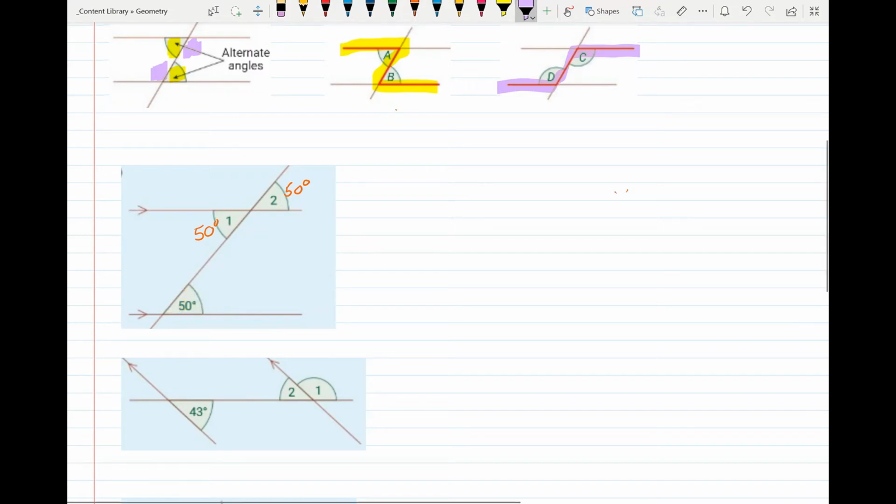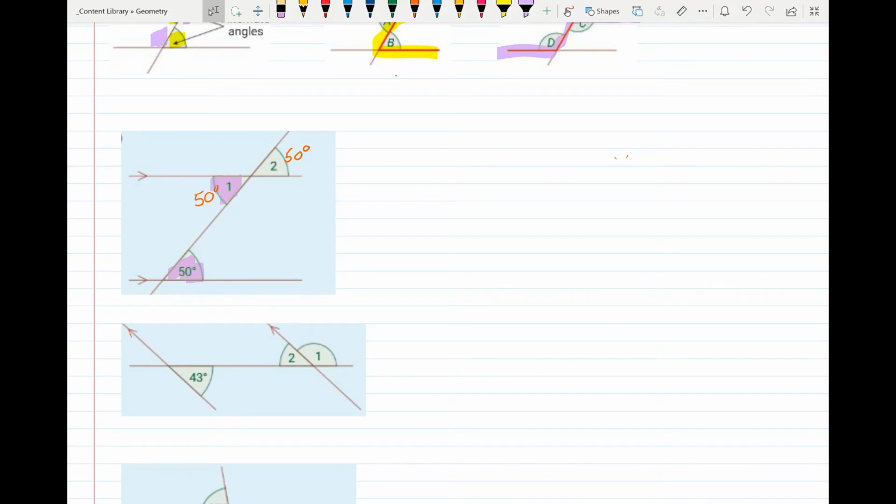Another way of looking at it is this angle is 50 degrees and the angle that is alternate to it, which is across the transversal and up at the top, is going to be 50 degrees. So angle 1 is alternate to 50 degrees there. So look, these problems, there are lots of different ways of looking at them. They're quite interesting that way. Fill in as much information onto the diagram as you can.